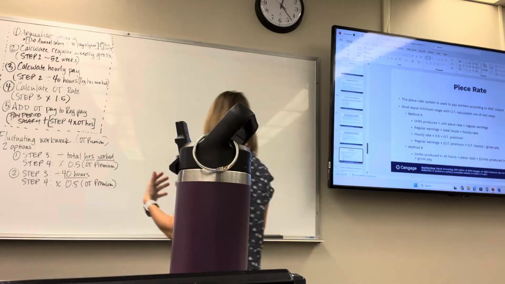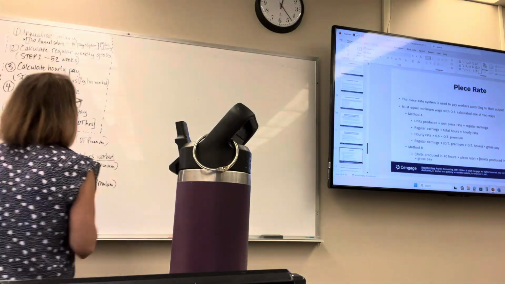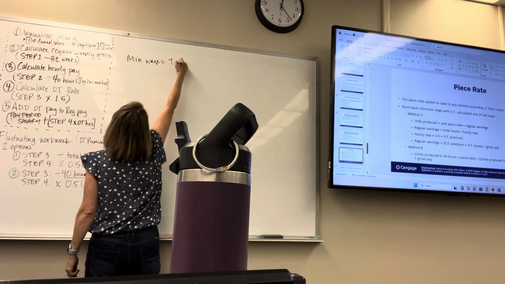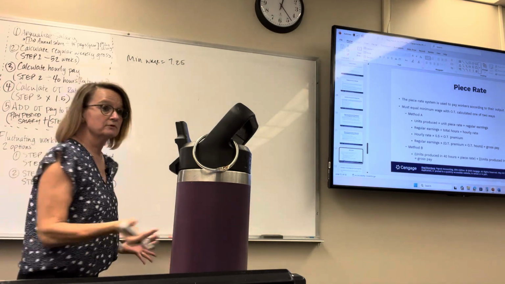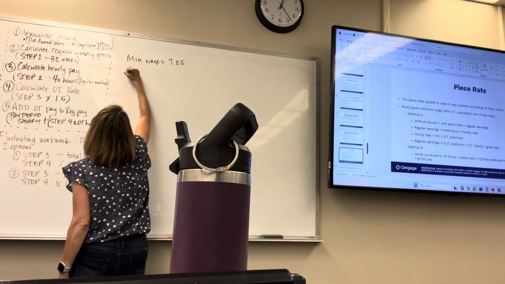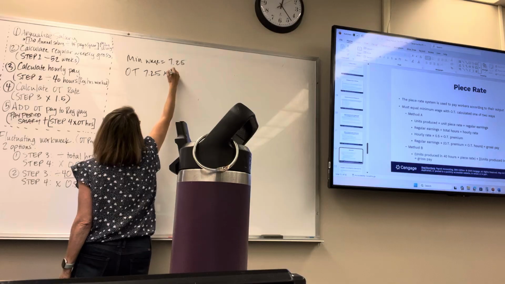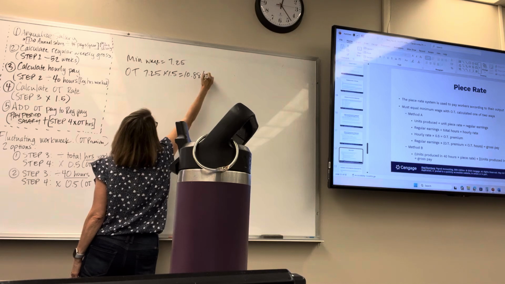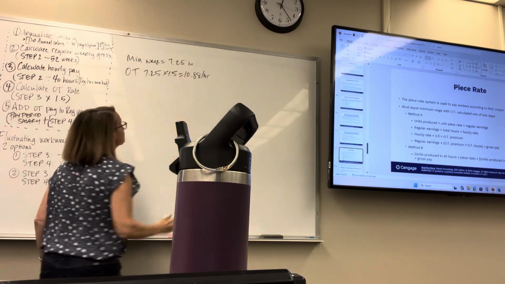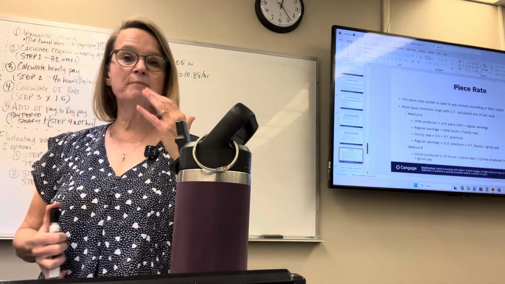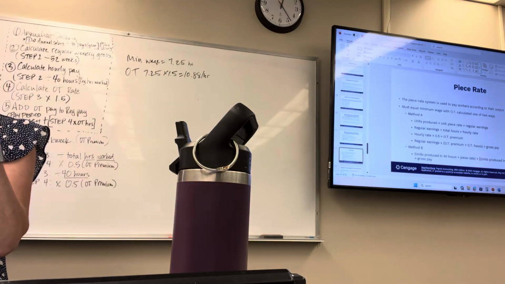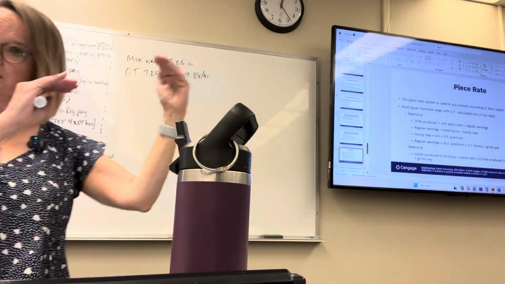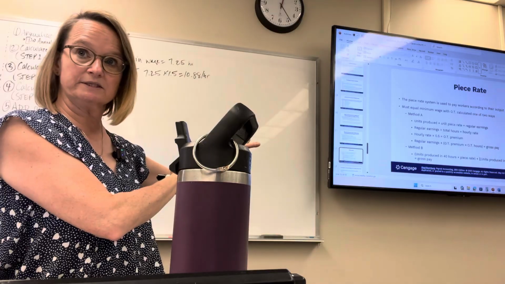So remember, the minimum wage is $7.25 an hour. The overtime for minimum wage, $7.25 times 1.5 is $10.88 an hour. So we've got to make sure that they've made at least, if we know they worked 45 hours, we need to know that what they're being paid for their production at least meets those requirements.